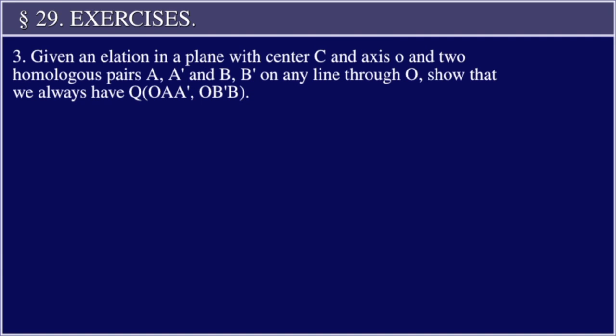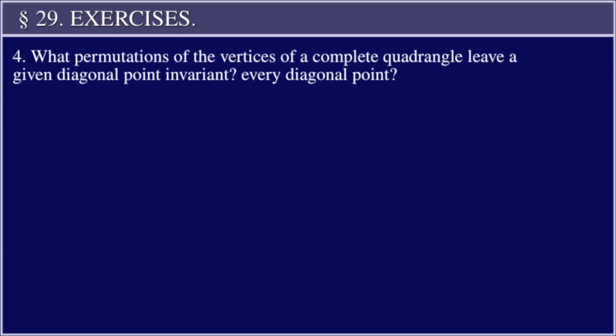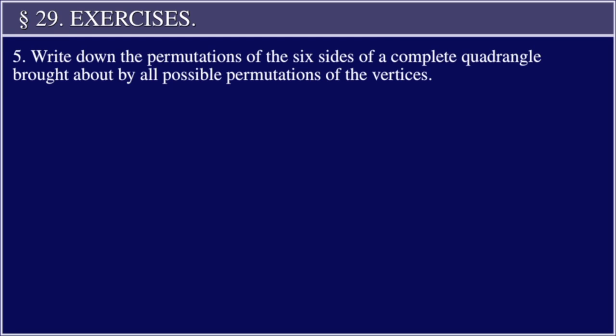3. Given an elation in a plane with center C and axis O, and two homologous pairs A, A' and B, B' on any line through O, show that we always have Q of OAA', OB'. 4. What permutations of the vertices of a complete quadrangle leave a given diagonal point invariant? Every diagonal point? 5. Write down the permutations of the 6 sides of a complete quadrangle brought about by all possible permutations of the vertices.